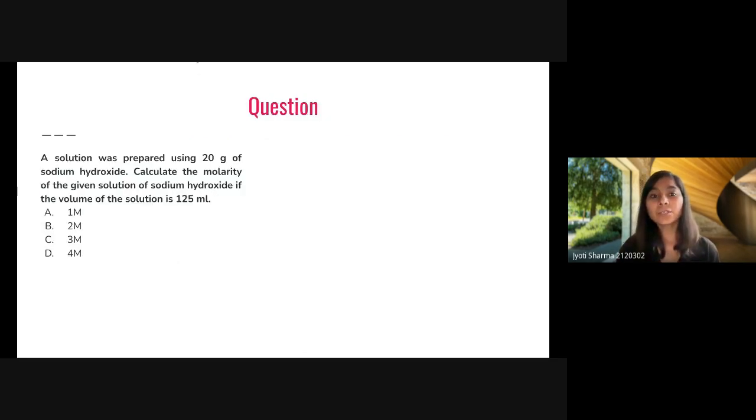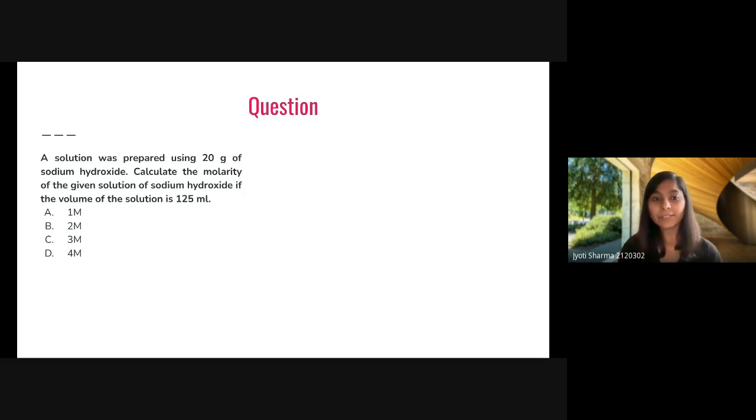The next question is: a solution was prepared using 20 gram of sodium hydroxide. Calculate the molarity of the given solution of sodium hydroxide if the volume of the solution is 125 ml. As I already told you, molarity is equal to the number of moles of the solute divided by the volume of the solution.